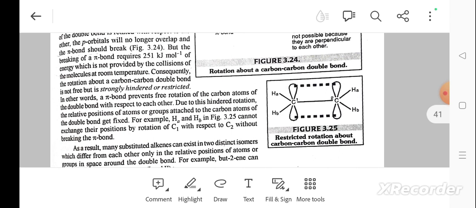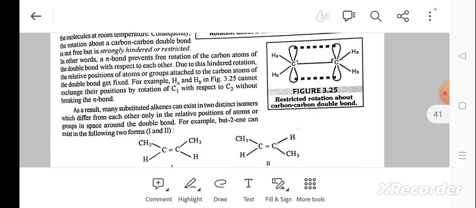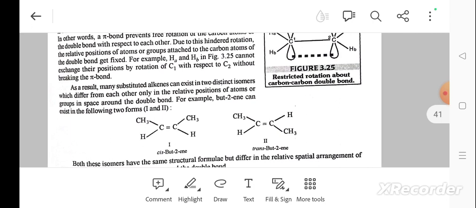Due to this restricted rotation, the relative positions of the atoms or groups attached to the carbon atoms of the double bond are fixed. For example, Ha and Hb in figure 3.25 cannot exchange their positions by rotation of C1 with respect to C2 without breaking the pi bond. As a result, many substituted alkenes can exist in two distinct isomeric forms which differ from each other only in the relative position of the atoms or groups in space around the double bond.